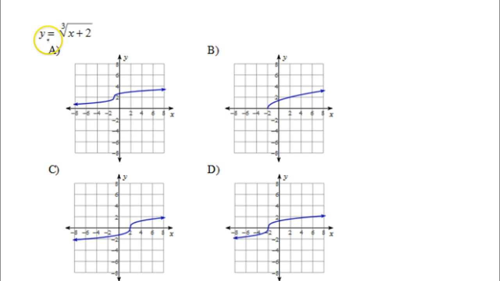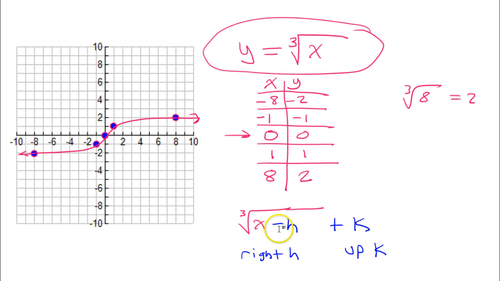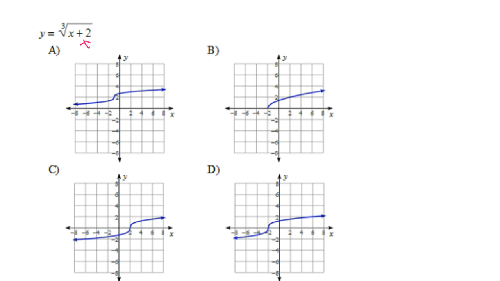So when we look at this function, cube root of x plus 2, I see that having a plus 2 underneath the radical like this, that's going to be either a left or a right motion. And now let's remember that when it's minus, that's when it's to the right. So when it's plus, it will be to the left. So this is actually going to be left 2. And there's nothing being added on outside of the radical. So this is simply left 2, and that is all.